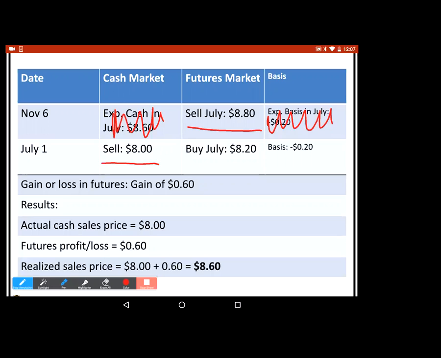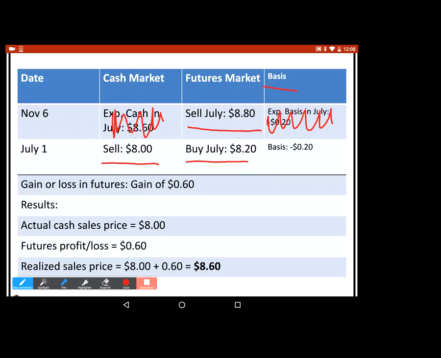What do we do in the futures market? Well, we need to offset. We talked about offsetting. If we don't offset, we might have to deliver, and we don't want to deliver grain to Kansas City or Salina or any place like that. So we offset. How do we offset? We sold initially. Now we need to buy the contract back. So we buy the July contract, and it happens to be trading at $8.20. That's what this one here shows.